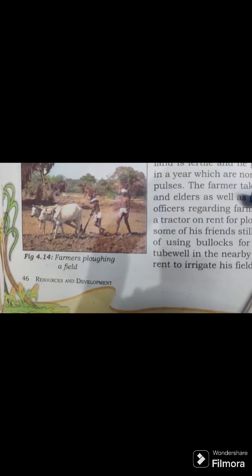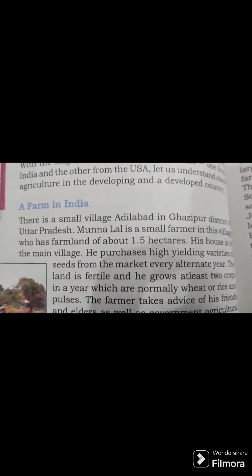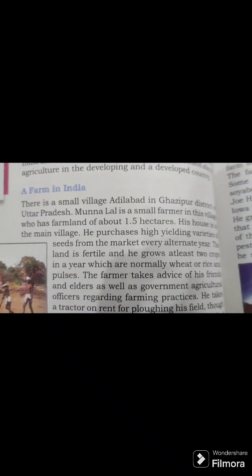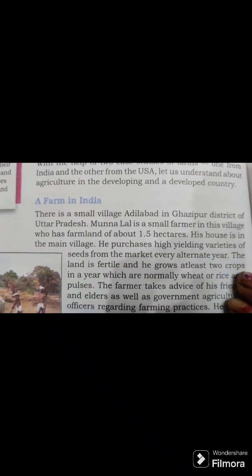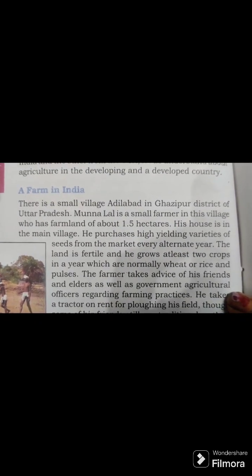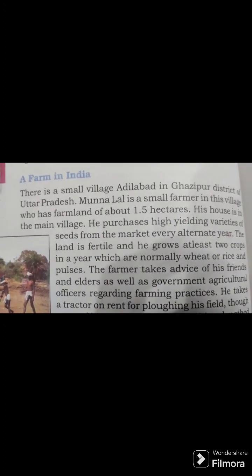Good morning all. Today we are reading the textbook in geography for class 8th, social science, Resources and Development, page number 46, continuing chapter number 4, A Farm in India. There is a small village Adilabad in Ghazipur district of Uttar Pradesh. Munna Lal is a small farmer in this village who has farmland of about 1.5 hectares.